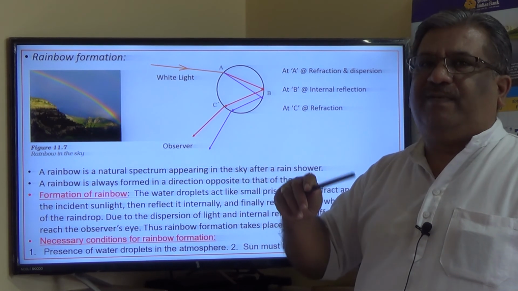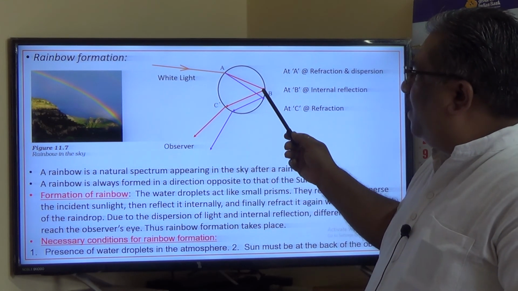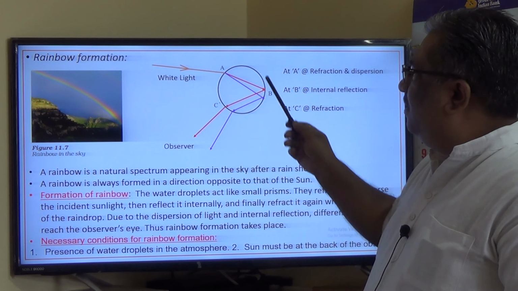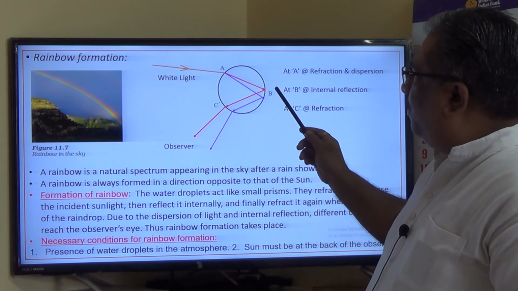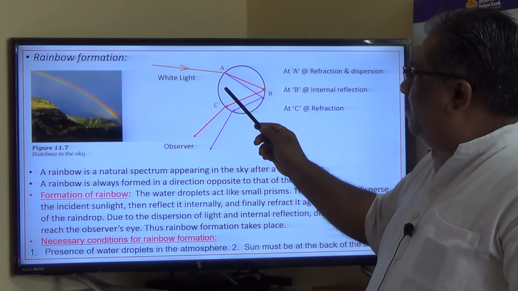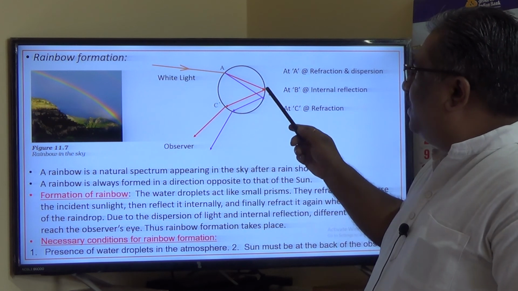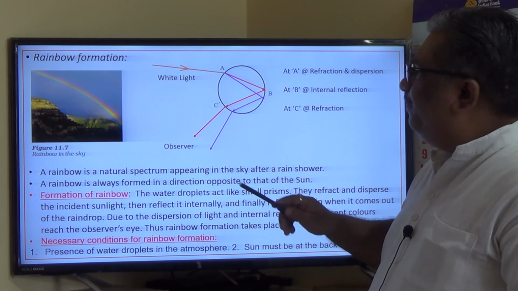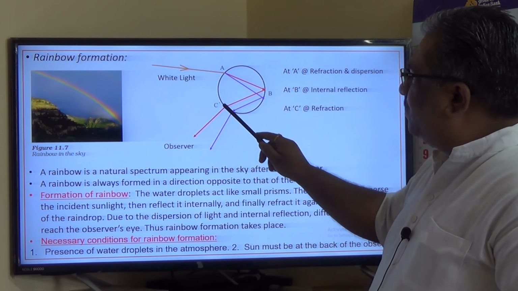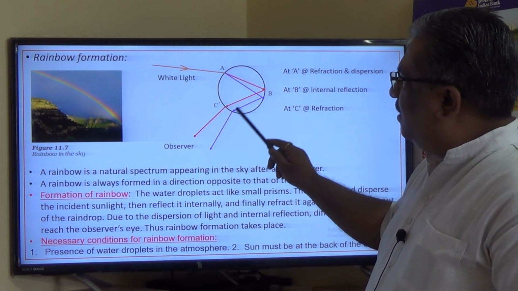But what kind of reflection? This is internal reflection, because the reflection is taking place inside the water droplet, and therefore at B, internal reflection is taking place. Here it obeys the laws of reflection, that is, the angle of incidence is equal to the angle of reflection.